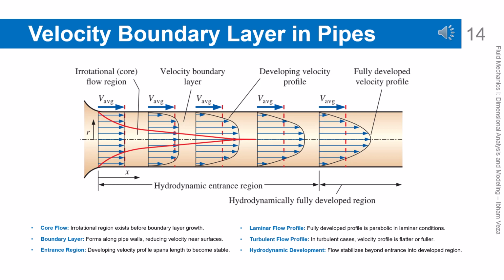Velocity boundary layer in pipes. The nearly irrotational core flow exists only in the initial region, before the boundary layer fully develops.